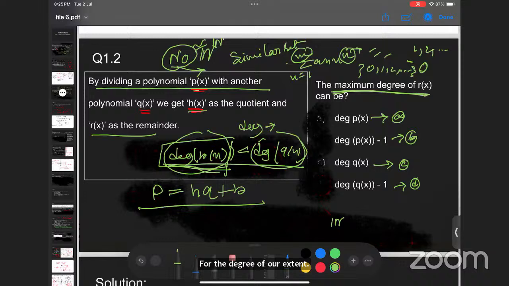From this condition, you can say the maximum is n minus one or something. For Rx, we know the degree of Rx must be strictly less than the degree of Qx. So what will be the maximum degree of Rx? The degree of Qx minus 1, option D. Yes, because it's a natural number, 0 point something can't be included. Yes.